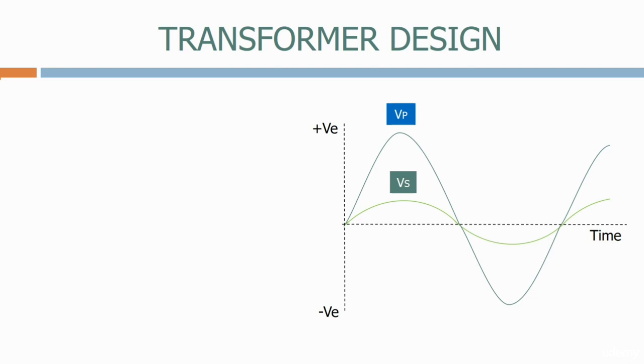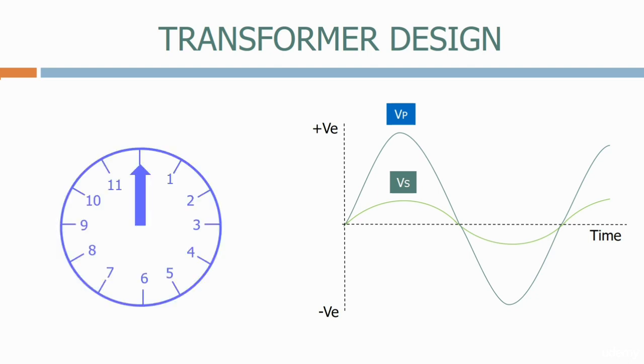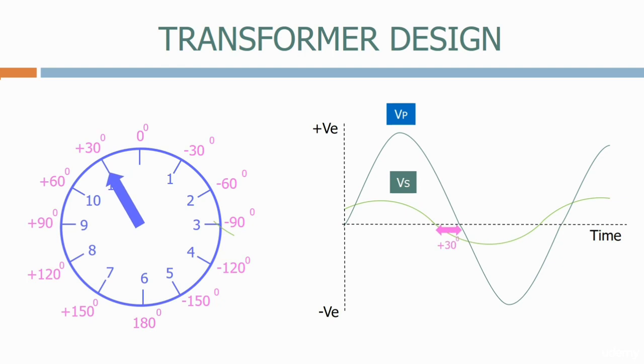A simple way to show the phase shift across the transformer is a clock face, with 0 degrees at the top. We then show the phase shift in 30-degree increments. 11 o'clock will be plus 30 degrees. As we can see, the voltage on the secondary is now 30 degrees in advance of the voltage on the primary. Going the other way now, 1 o'clock will be minus 30 degrees, which means that the voltage on the secondary winding is 30 degrees behind the voltage on the primary winding.